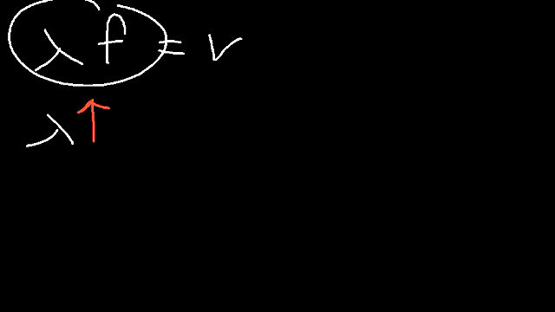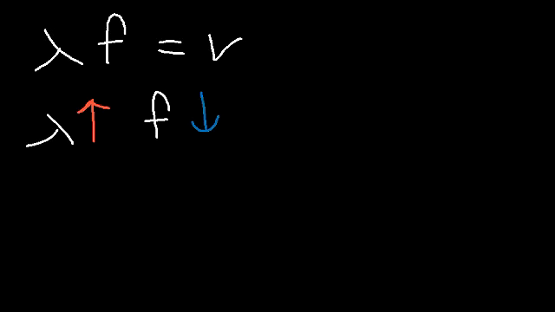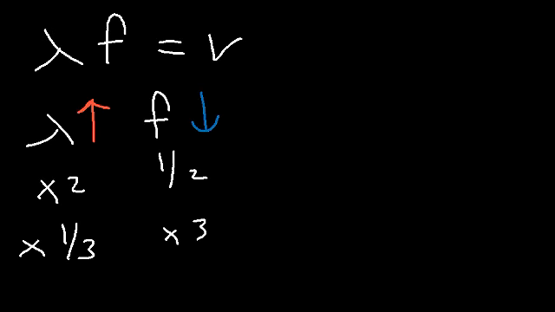Now going back to this equation, wavelength times frequency equals speed. At constant speed, what is the relationship between wavelength and frequency? If you increase the wavelength of a sound wave, what happens to the frequency? These two are inversely related. If you increase the wavelength, the frequency decreases. So if you increase the wavelength by a factor of 2, the frequency will be 1/2 of its original value. If you decrease the wavelength by a factor of 3, the frequency will increase by a factor of 3. So anytime you decrease the wavelength, the frequency will increase. So those two are inversely related.